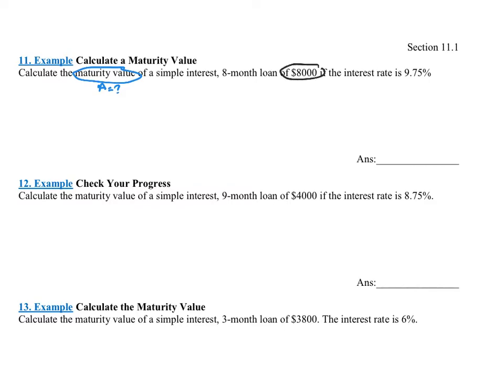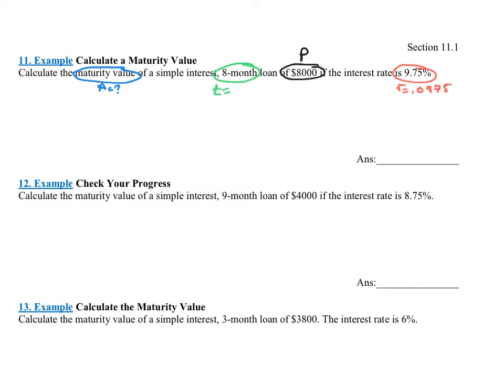So let's think what we know. We know the initial loan amount was $8,000. We know that my annual, and that's really important, annual interest rate is 9.75%. So as a decimal, that's 0.0975. And then we need to look at our time here.